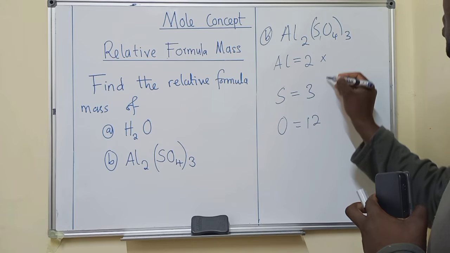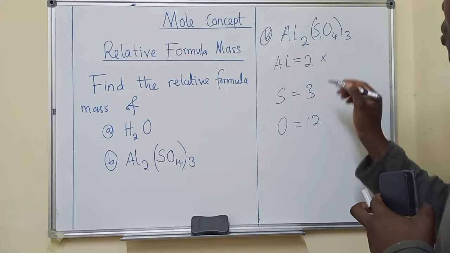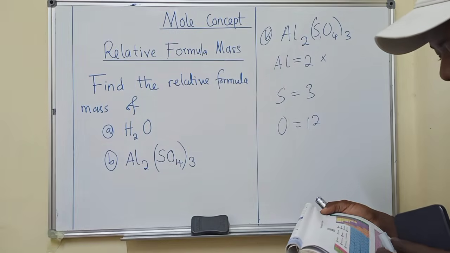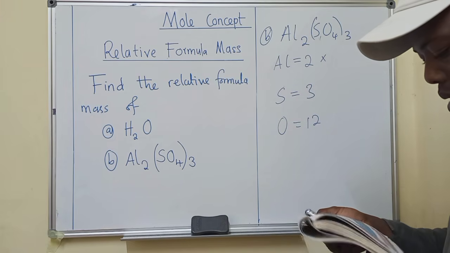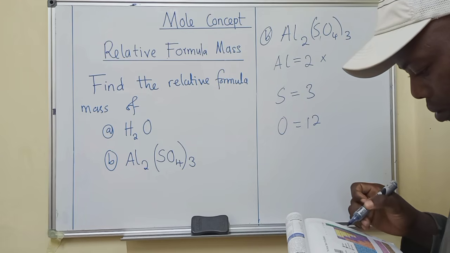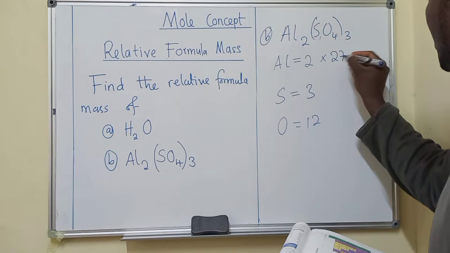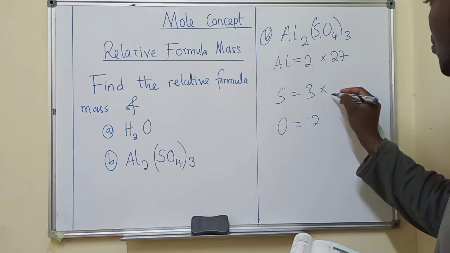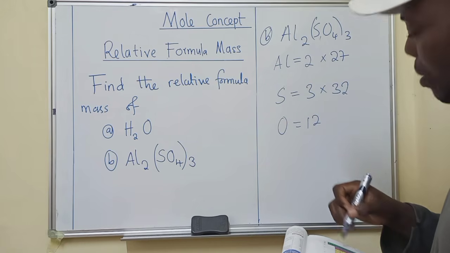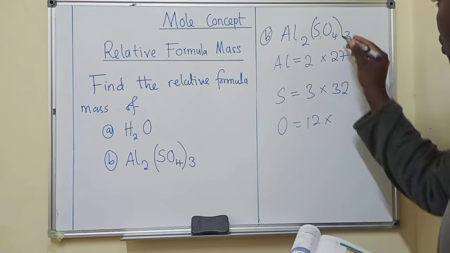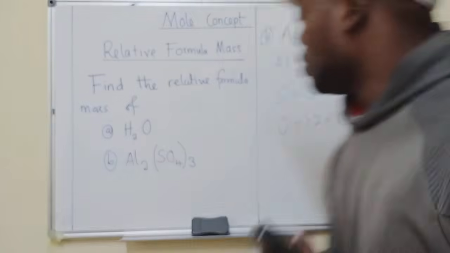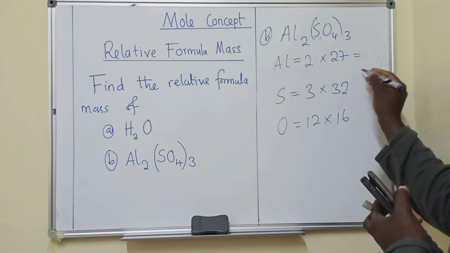And then we say times. What is the mass number of aluminium? You go to your periodic table. I have my periodic table here, and if I check where aluminium is, what number do I have here? It's 27. So mass number for aluminium is 27. Times sulfur, what is the mass number there? It's 32. So on your periodic table, the number that is on top is the mass number. For oxygen, what is the mass number? It's 16.